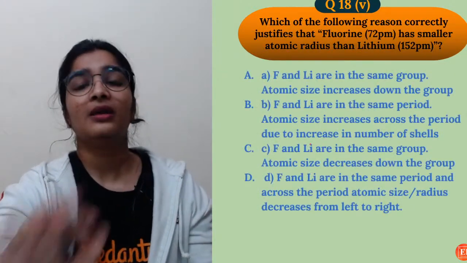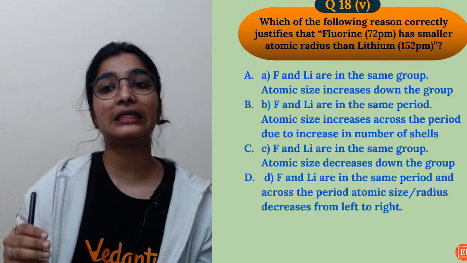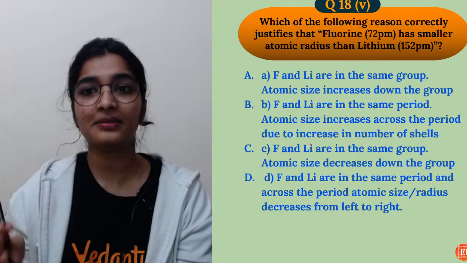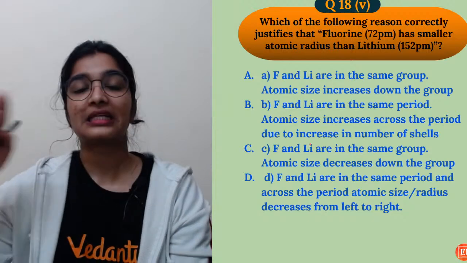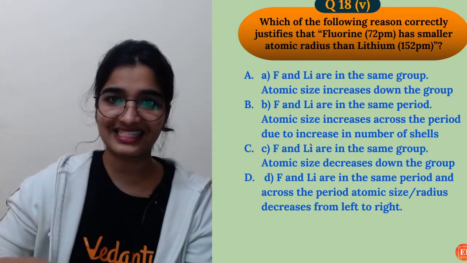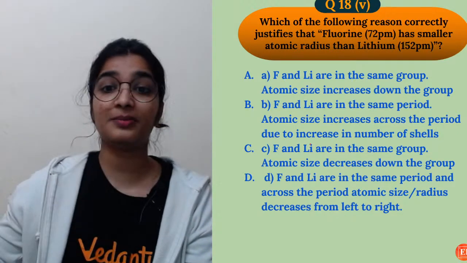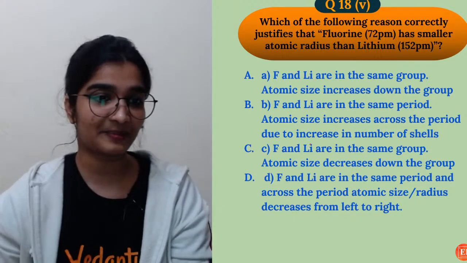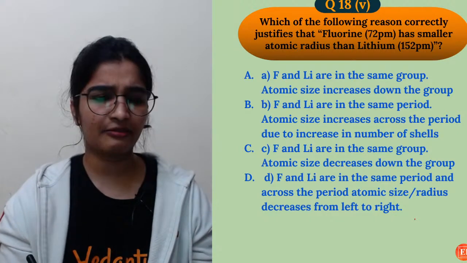A, F and Li are in the same group. Atomic size increases down the group. B, fluorine and lithium are in the same period. Atomic size increases across the period. C, F and Li are in the same group. Atomic size decreases down the group. D, F and Li are in the same period and across the period atomic size or radius decreases from left to right.